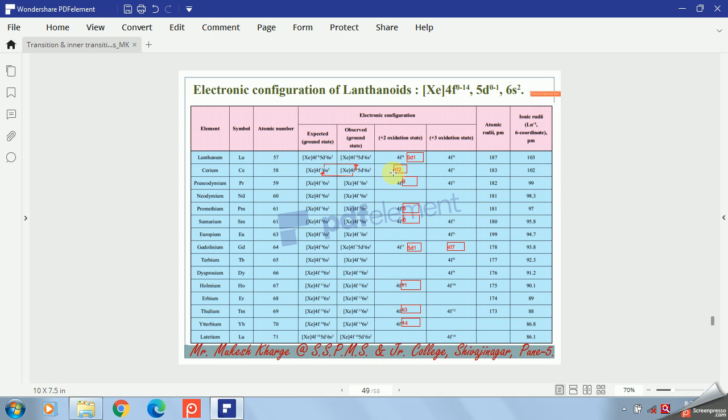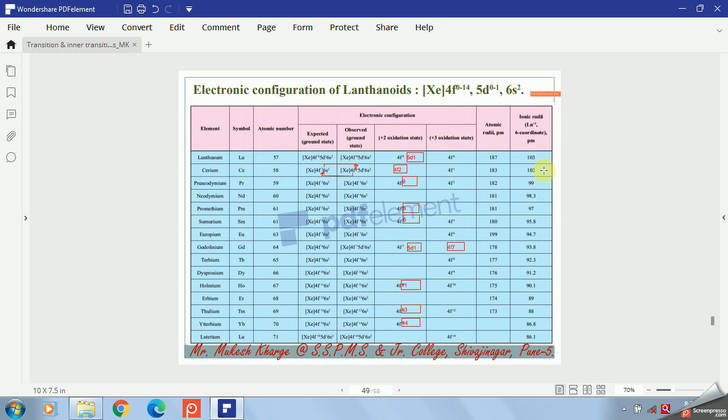And what is the Ce2+ electronic configuration? It is xenon 4f2. And if it donates 1 electron from 4f, then it shows Ce3+ and the electronic configuration becomes 4f1. Its atomic radius is 183 and ionic radius is 102.